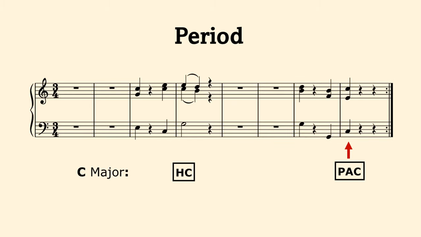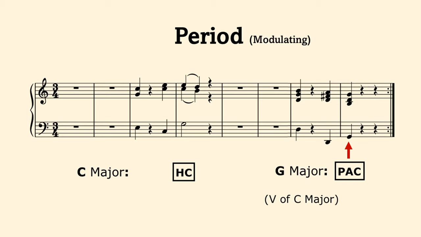There are different kinds of resolution for the top voices of a perfect authentic cadence, but in all of them the top voice of the last chord must be the first degree of the key, which in this case is the note C. In some cases, what we have is a perfect authentic cadence in the fifth degree of the initial key. This is a more complex variant of the period, which is called the modulating period.